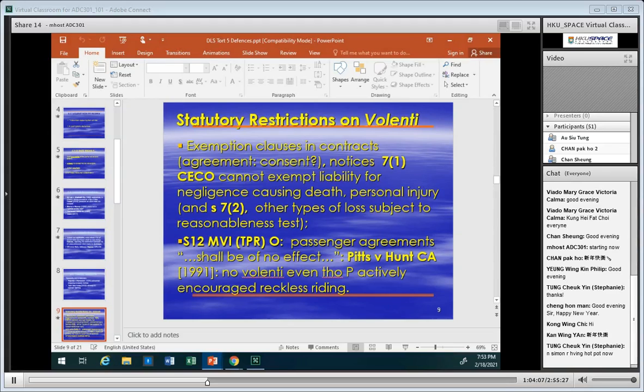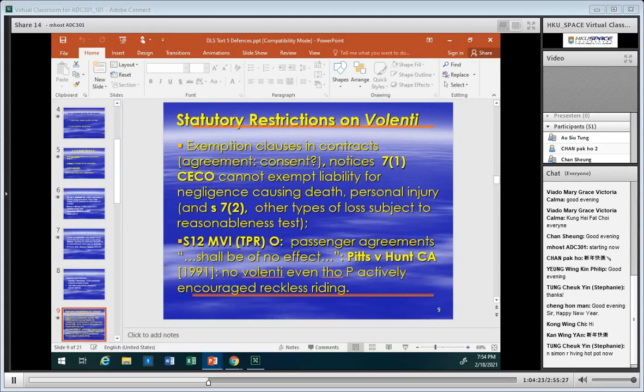Okay, the other and very important piece of legislation, Section 12 of the Motor Vehicles Insurers Third-Party Risks Ordinance, should be in your course manual. I think you all agree with me, it's very important. And I've extracted the important words from Section 12, which says that passenger agreements shall be of no effect.